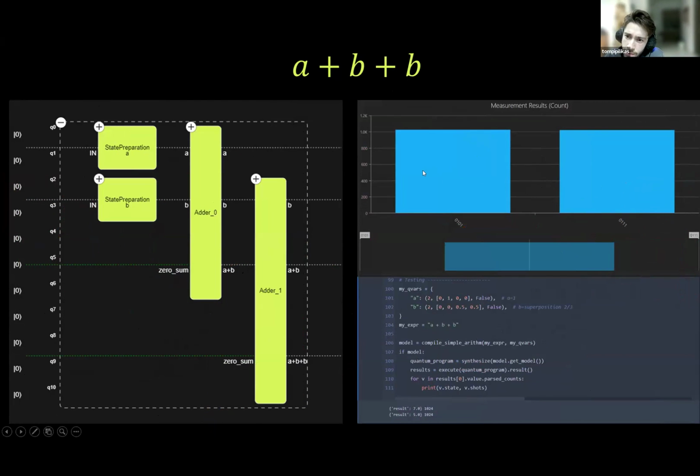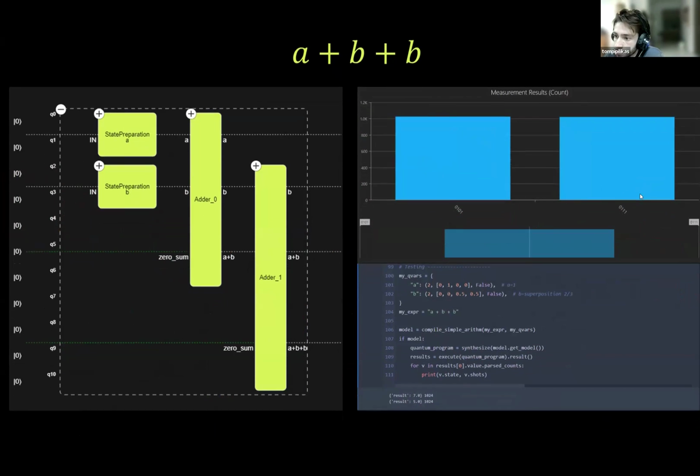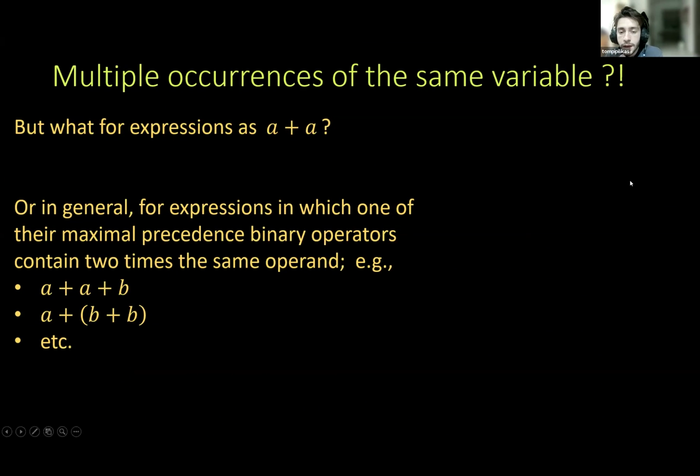In order to resolve this, we keep track of each quantum variable in the whole width of the circuit and use the corresponding wire for next operations. For instance, here we keep a wire for B and use it for the next addition. And we can see that the results here are the expected ones, 5 and 7 with equal probabilities. But what about expressions such as A plus A, or in general expressions in which one of their binary operators contains 2 times the same operand?